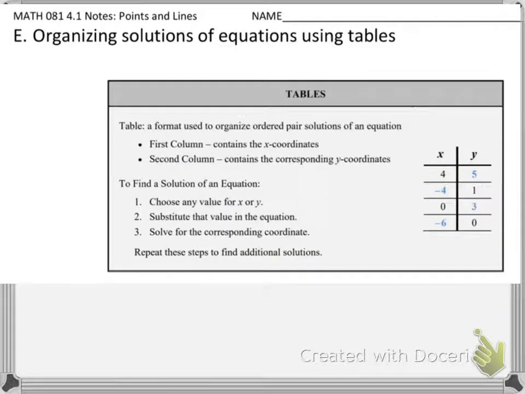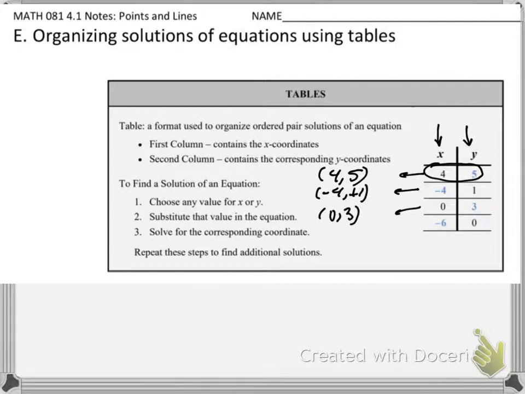As you can see, the table has an X column and a Y column. Each row entry in the column represents an ordered pair. For example, this entry represents the ordered pair 4, 5. This entry represents the ordered pair -4, positive 1. This represents the ordered pair 0, 3. And this represents the point -6, 0. If you want, you can follow these steps to complete a table, or you can just watch the examples.